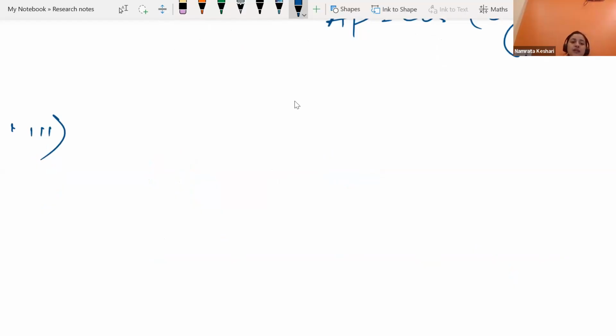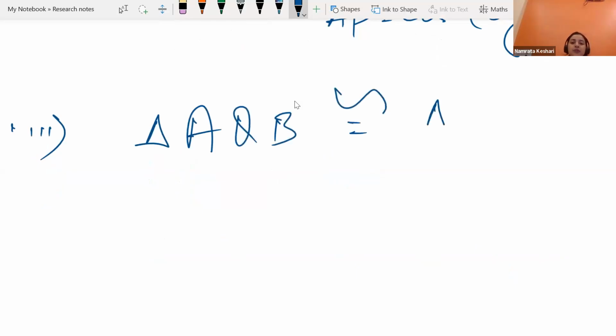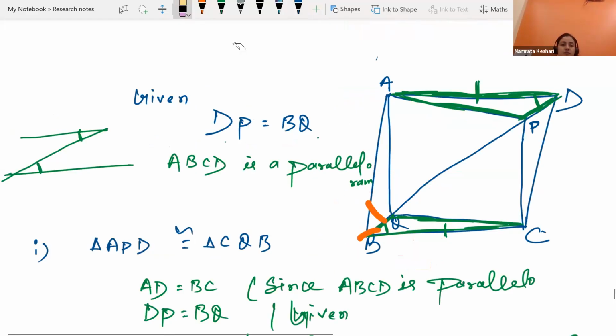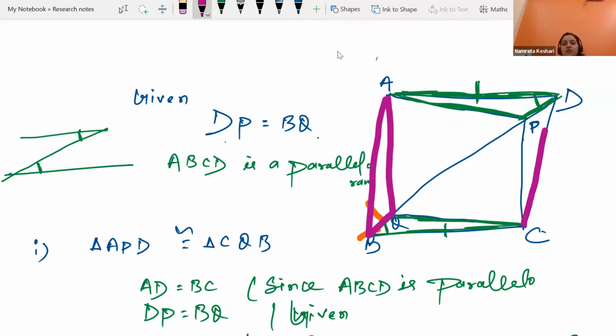triangle AQB is congruent with triangle CPD. Okay, AQB and CPD. Where is AQB? Where is CPD? Let's highlight them. AQB, this triangle, and CPD, this triangle. These two are congruent.